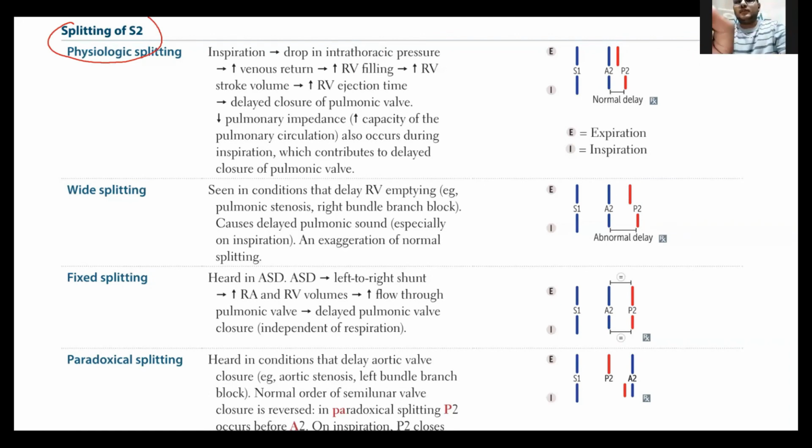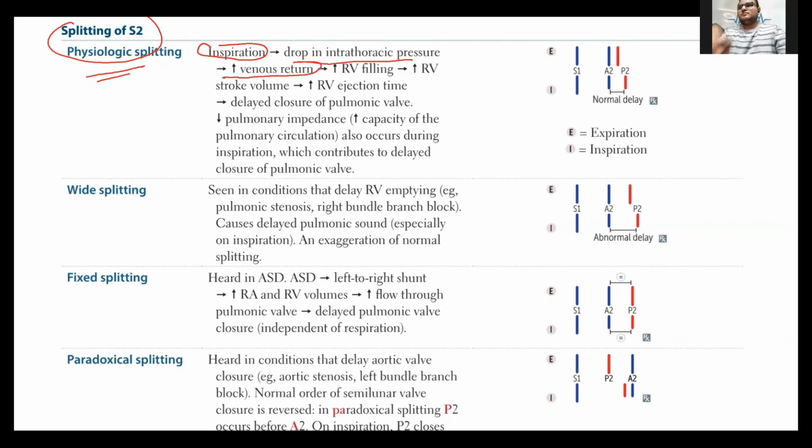What is physiological splitting? Okay, when there is inspiration, there is a drop in intrathoracic pressure. When we get some breathing during inspiration, the intrathoracic pressure is decreased. Okay, you know that all the major vessels are in the thoracic cavity. So what will happen when there is a decreased pressure at this intrathoracic level? The pressure on the inferior vena cava is also decreased. It is common sense. When there is decreased pressure in the inferior vena cava, what will happen?